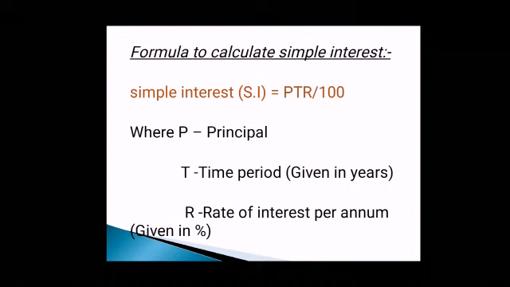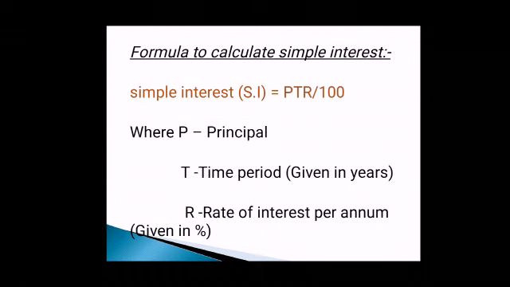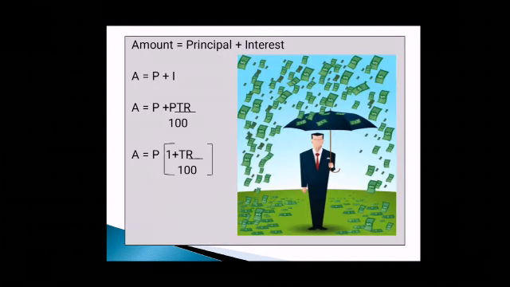Now we see the formula to calculate simple interest. Simple interest SI equal to PTR by 100, means P into T into R by 100, where P is the principal, T is the time period, always given in years, and R is the rate of interest per annum. Per annum means per year, and always it is given in terms of percentage.